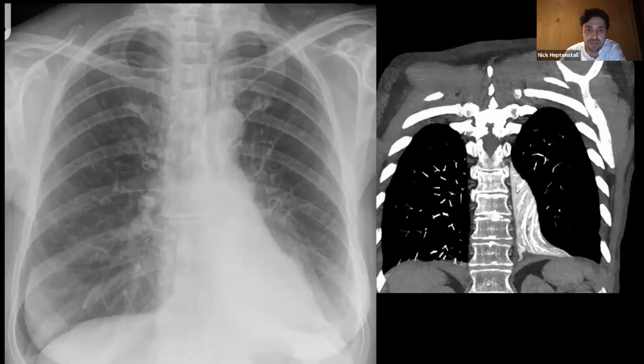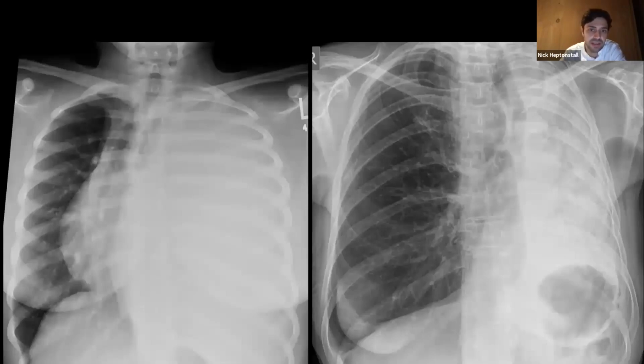So this is a MIP image, basically lots of CT images added up. And you can see all the vessels within the collapsed segment. It looks quite high attenuation. That's because all of the pulmonary vasculature is still perfusing the collapsed segment, but there's no air within it.